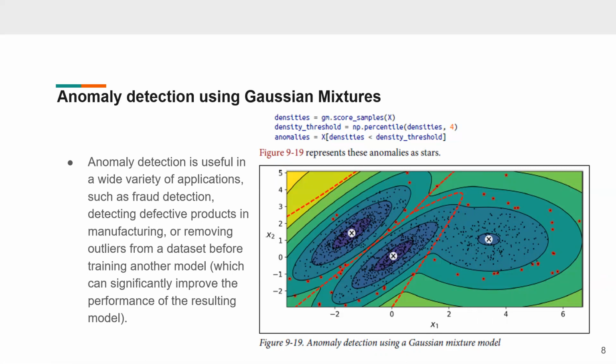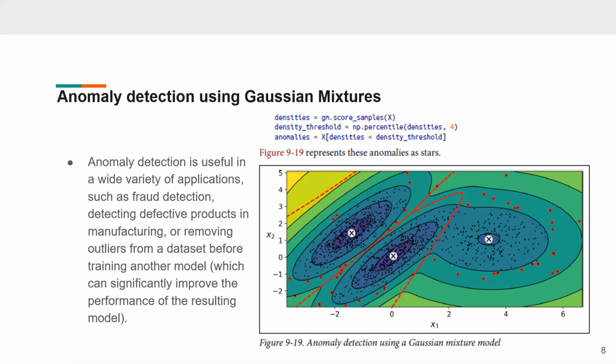And then we can leverage Gaussian mixtures for anomaly detection. Anomaly detection is useful in a wide range of applications. As examples, you could detect credit card usage fraud. So in fraud detection, you could use Gaussian mixtures. You could detect defective products in manufacturing, another possibility, or remove outliers from a dataset before training another model. So essentially, you want to identify outliers, anomalies.